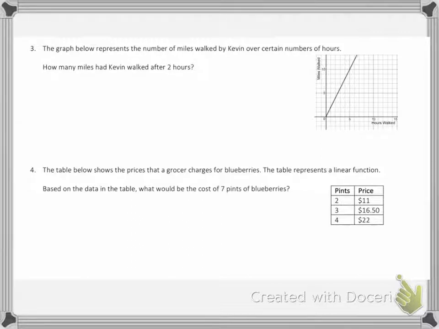The x-axis is dealing with hours walked, so all I have to do here is find 2 on the x-axis, right here, and line it up with my graph. We can clearly see that when x is 2, he is at a point where he has walked, you can see the dot there, 4 miles. So just by reading the graph here, after 2 hours, Kevin has walked 4 miles.